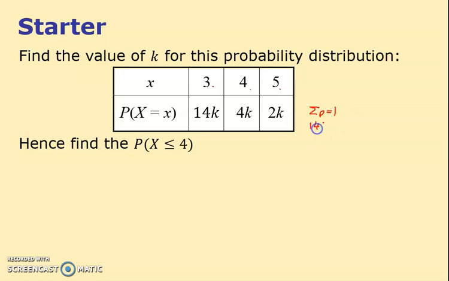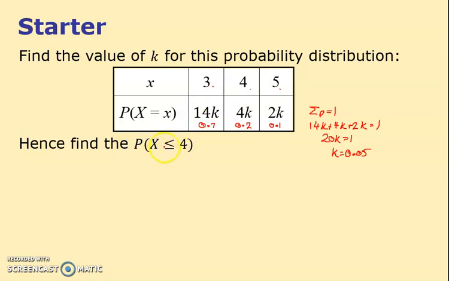So if I go 14k plus 4k plus 2k, that must equal 1. Add up all the probabilities. And I reckon that's 20k equals 1. So put a different way, k equals 0.05. So if k equals 0.05, what does that mean? Well, I can quite quickly just multiply all of these by 0.05. So 14 times that, I think, is 0.7. I think this is 0.2. I think this is 0.1. At least I've got proper numbers now.